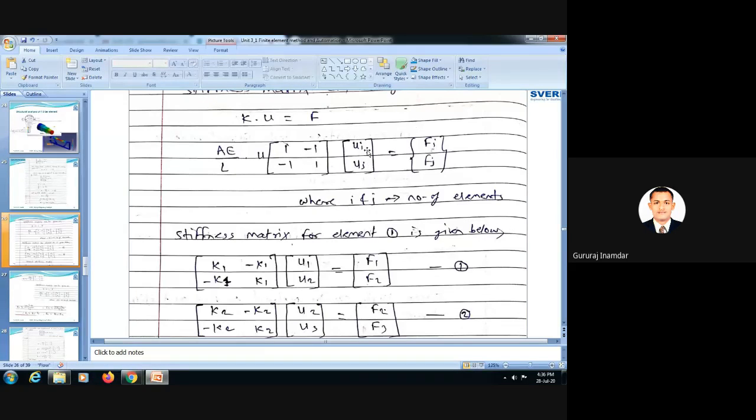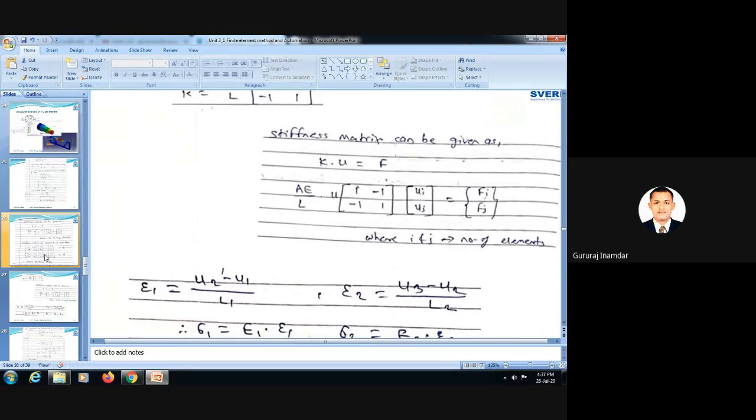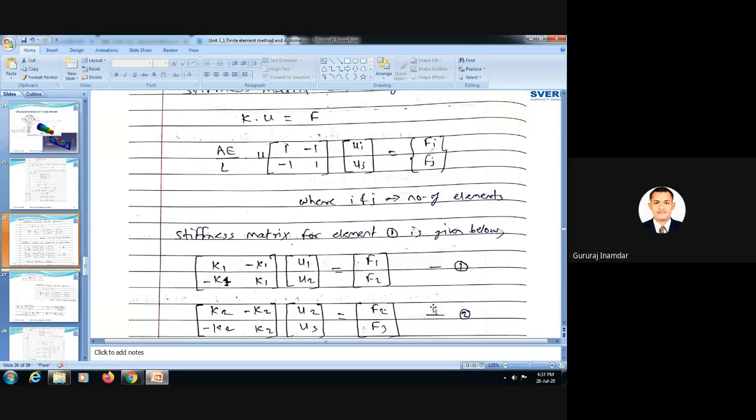ui and uj are the initial displacement at i and the displacement at j. Here we have taken u1 to u3, and two nodes i and j. Now the stiffness matrix for element 1 is given below. K1 only multiplication we have taken here, K1 minus K1.